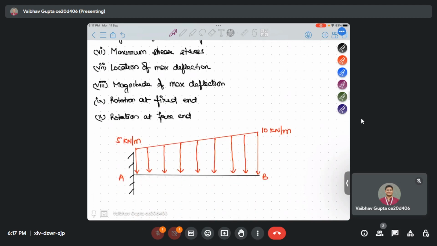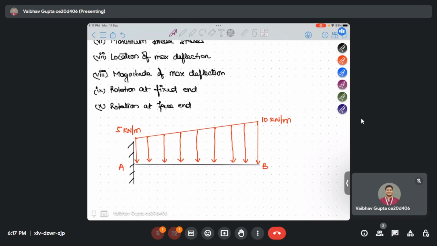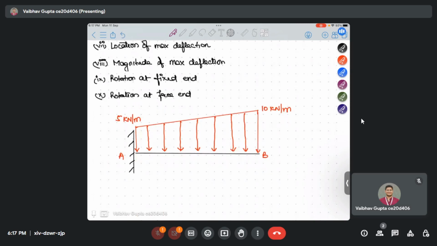So this is the diagram. This is a cantilever beam. Following the coordinate axes as we usually do, this is y, this is x and this is z. So loading is applied in the y direction. The cantilever beam is fixed at point A and free at point B. A uniformly varying load has been given, having a magnitude of 5 kilonewton per meter at point A and 10 kilonewton per meter at point B. So this is a uniformly varying load, UVL.